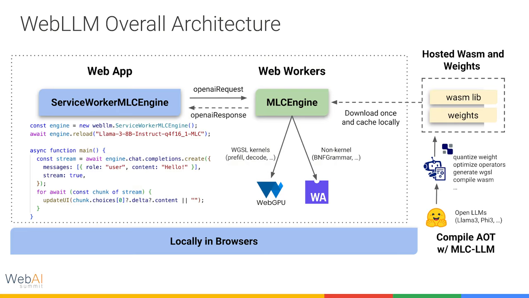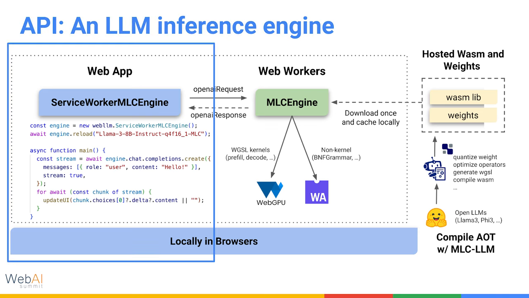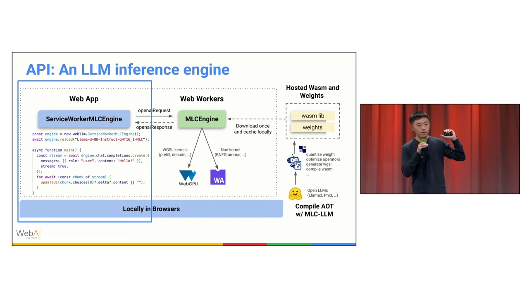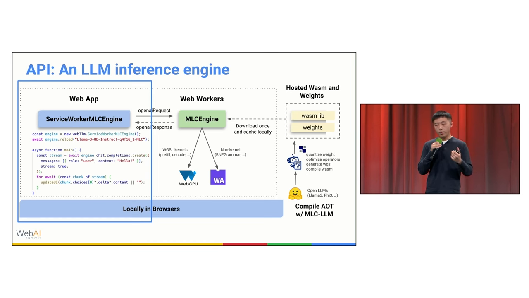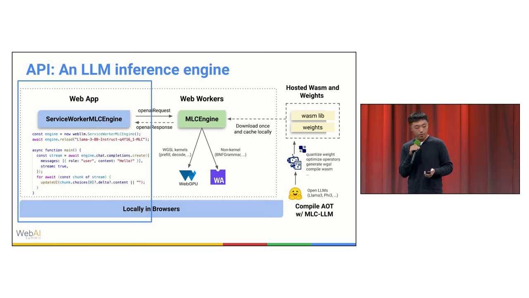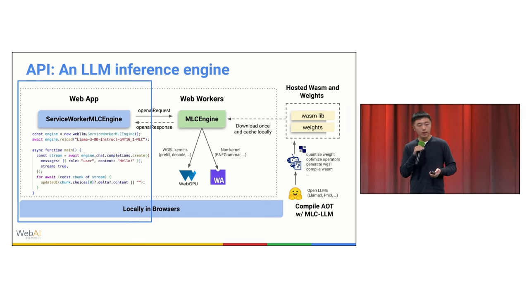So this is the overall architecture, and there are roughly three parts that correspond to the three design principles we just saw. We can start from the left side. This is the code that a web app developer writes with WebLLM, and this code resides in their web application front end. The web app developer only interacts with a single construct called the service worker MLC engine. They instantiate this construct, and then they can load a model when they want, send an OpenAI request to it, and get an OpenAI response back. So it's JSON in and JSON out. And they can use the streamed-back result to populate their web app UI, et cetera.